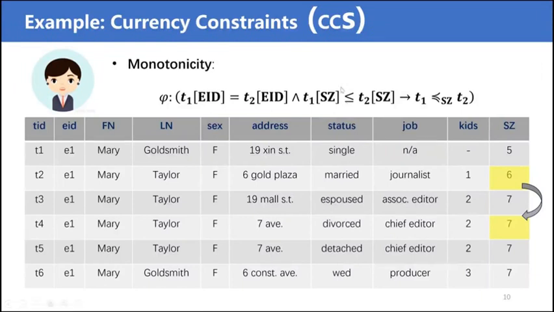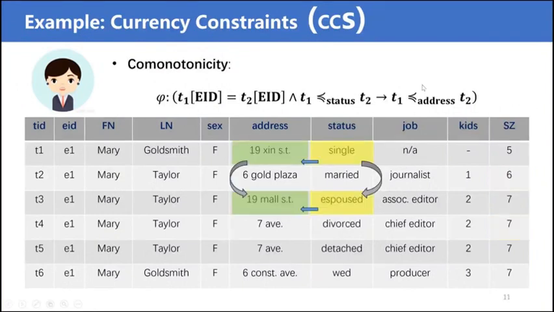related to monotonicity. If some numerical values have some order, we can deduce that the numerical order has the same correlation with the timeliness. For example, 6 is smaller than 7, so that means the timeliness of T2 is earlier than the timeliness of T4 in the attribute S3. The second example is about the same correlation of attributes.